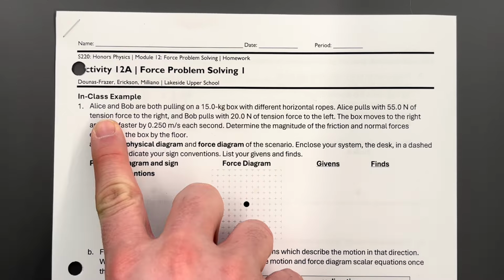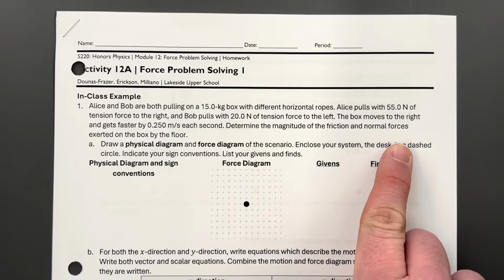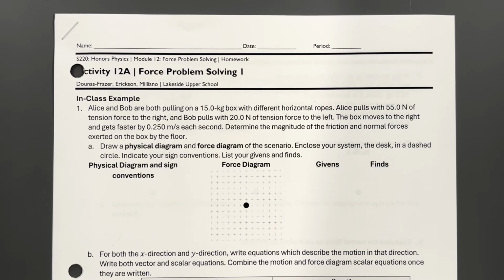I'm reading right here. Alice and Bob are both pulling on a 15.0 kilogram box with different horizontal ropes. Alice pulls with 55.0 newtons of tension force to the right, and Bob pulls with 20.0 newtons of tension force to the left. The box moves to the right and gets faster by 0.250 meters per second each second. Our goal is to determine the magnitude of the friction and normal forces that are exerted on the box by the floor.